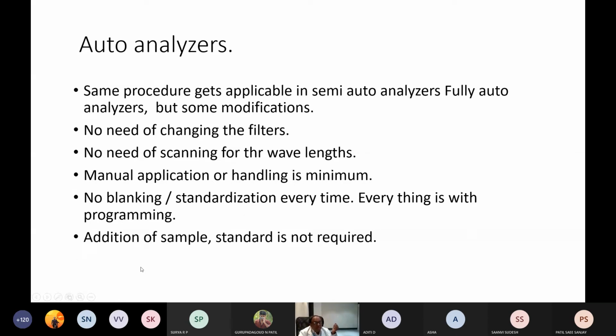And another thing is that addition of the sample and standard is also not required. All these things will be taken care of by the instruments, because the instruments will be provided with probes which do the work you can do, and they can do it better than you people.